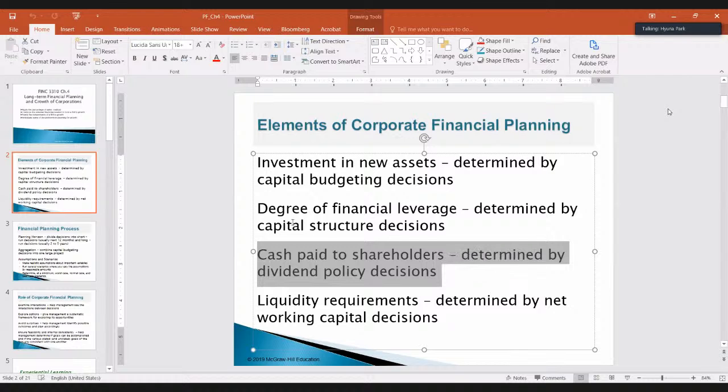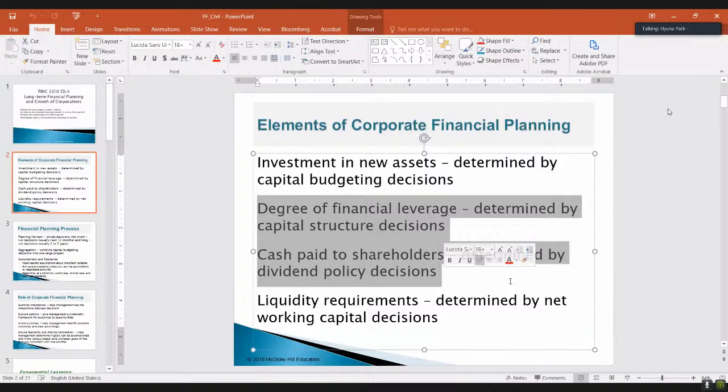Both are about how to, these decisions are not about operations. Capital structure decisions and dividend policy decisions are about capital structure. So debt and equity, dividends. It's not about operations. It's about capital structure and payouts.